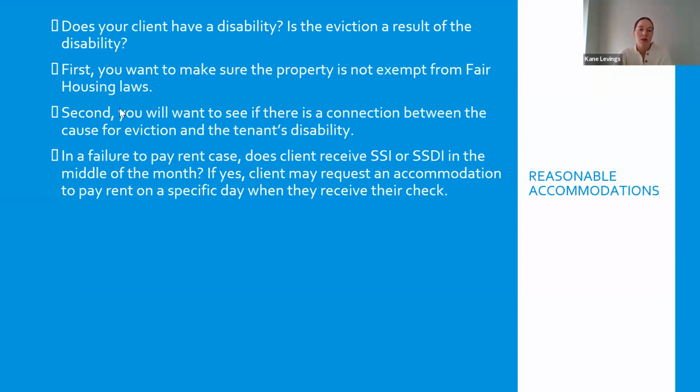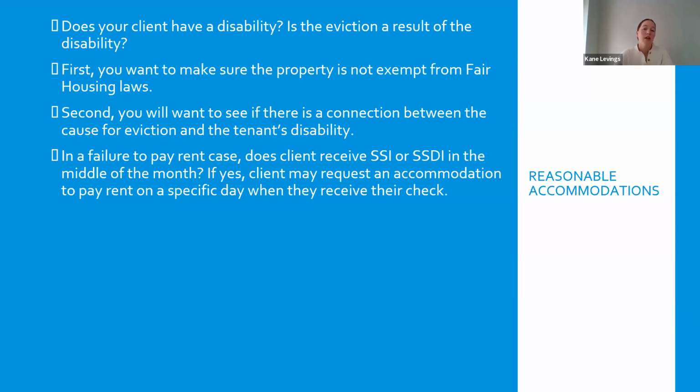So let's say, for example, the tenant has a disability, which means that they can't work and they receive Social Security disability income, and the cause for eviction is they breached their lease because they were allowing an unauthorized occupant in the house. That's not a connection. So that wouldn't be a reasonable accommodation to request to have the eviction either not filed or dismissed.